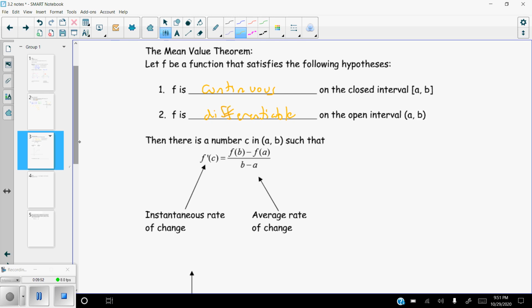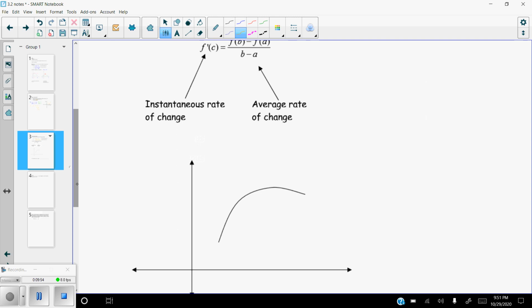So again, let's take a look at what that actually looks like. So here we have a curve. Okay, we are going to label the endpoints. This is a, this is b.